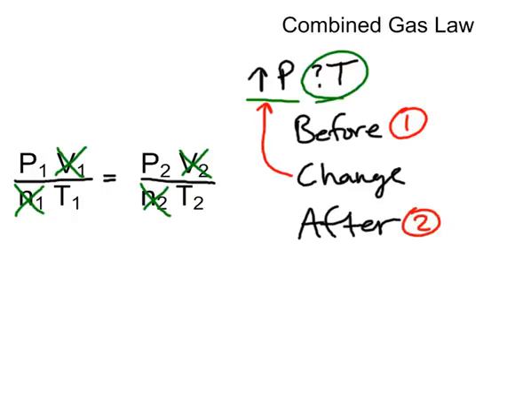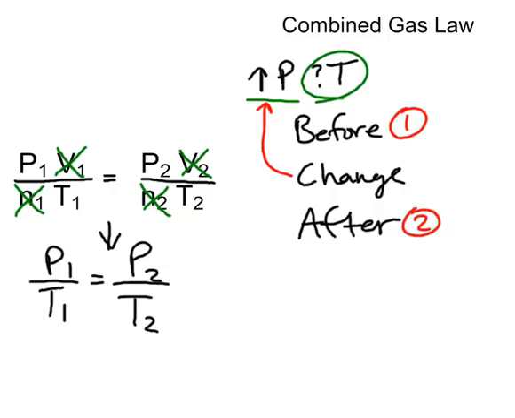So if I'm trying to find out what happened to my temperature if I increase the pressure, I could rewrite the equation to look like this. It would just be P1 over T1 equals P2 over T2. How I would set this up, if I were you, is do a cross multiplication. It's easier that way. So what you have now is P1 times T2 equals P2 times T1.